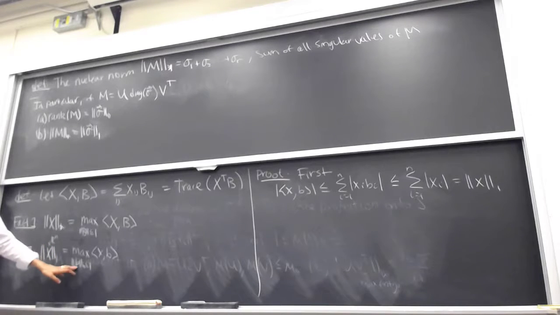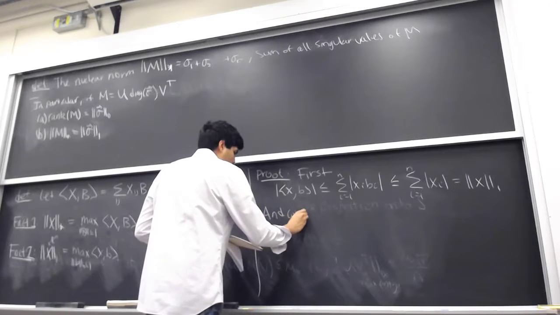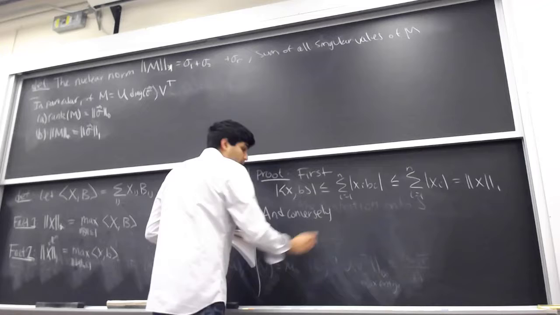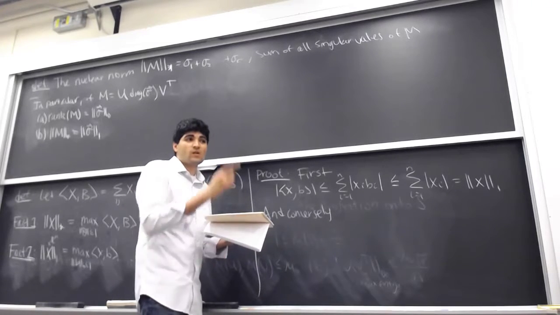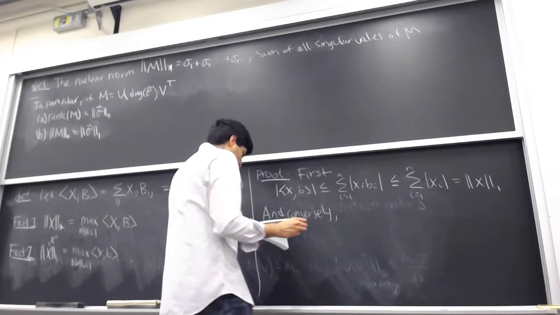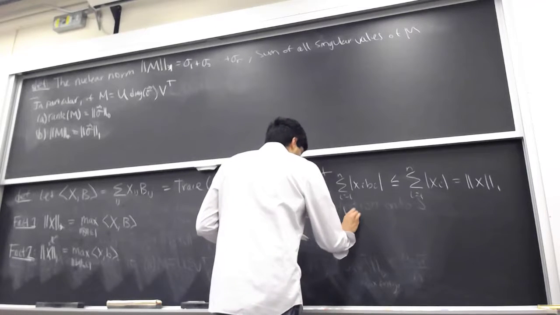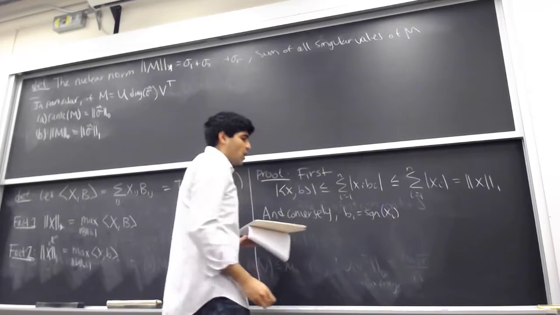Now we have to say that there is always a b that achieves equality here. Any guesses for what the b should be that achieves equality for given x? Bi is equal to 1, like the max norm is 1. Where's the sign? The sign. So let's do it this way. We can let bi equal the sign of x of i for all i.